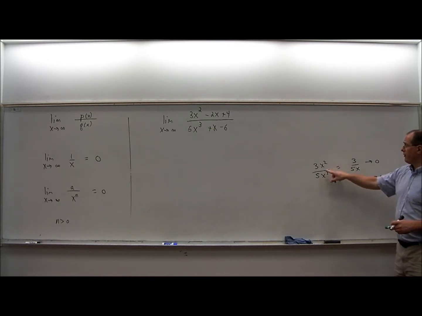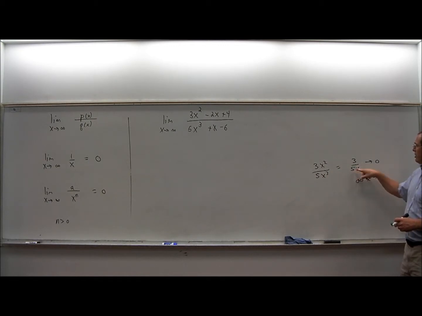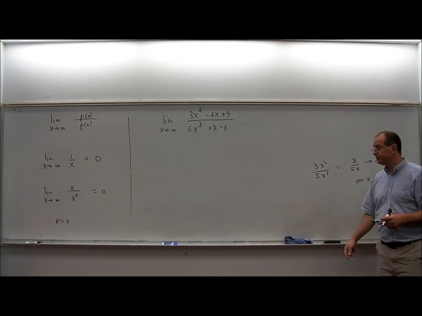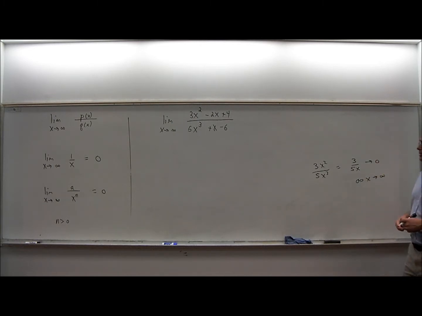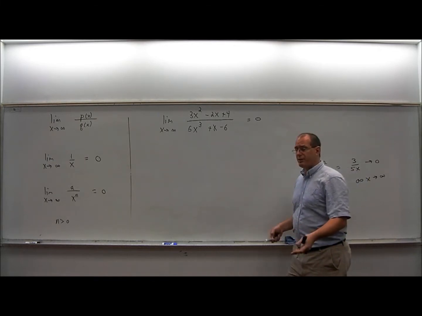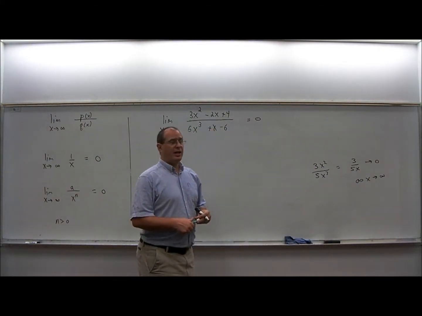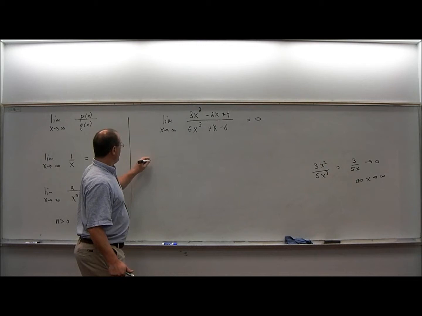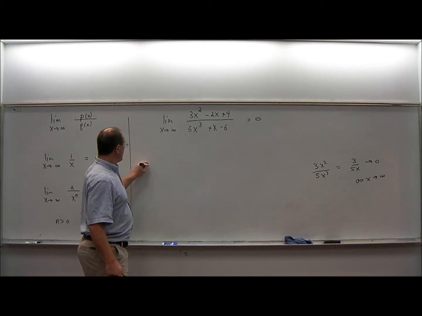The bottom here is growing faster than the top. When you simplify it, the top is a constant and the bottom is growing still. So that limit's going to be 0. So we anticipate this being 0. And to verify that, let's use the method that we just described in the last example.